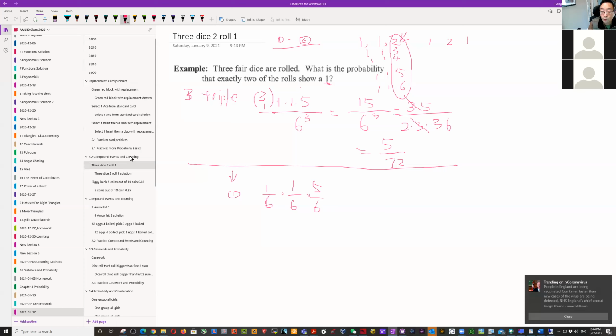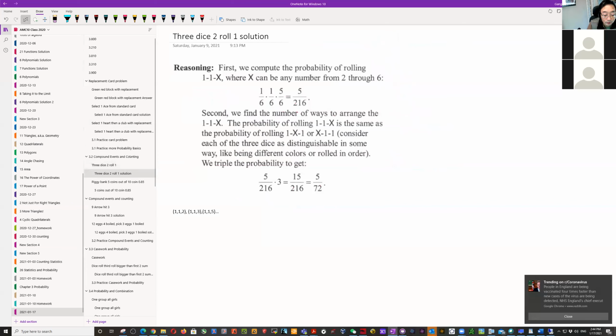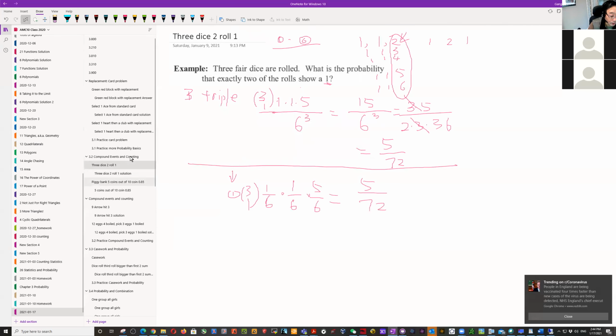And how many ways we can put the non-1 number is 3 choose 1. So basically, we're going to get the exact same result, because it's still going to be 572. So this is the problem I showed you, and it's done the probability way.